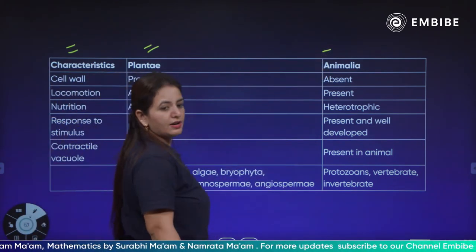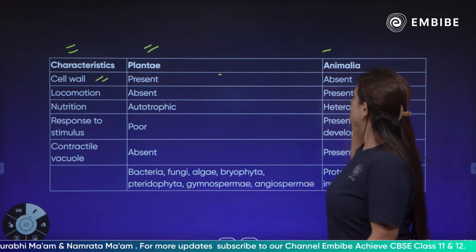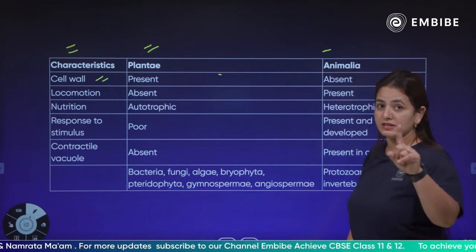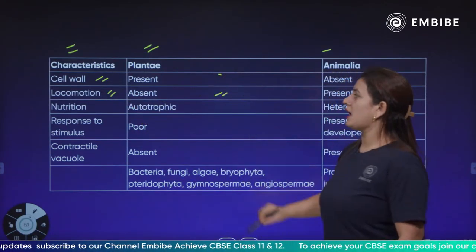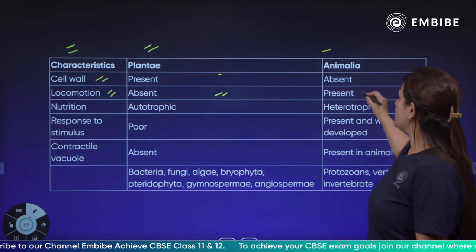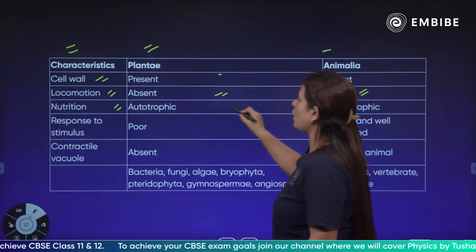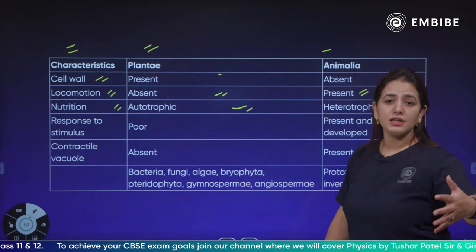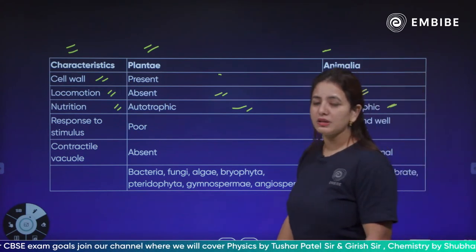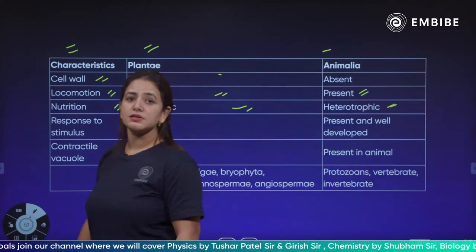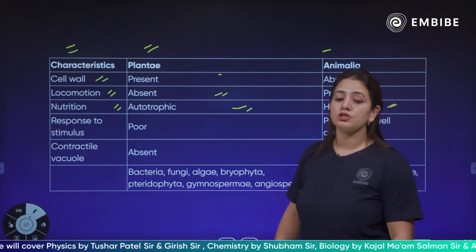Okay, so children, talking about the cell wall, it is present in plants and absent in animals. Then comes locomotion, which is absent in plants and present in animals. The other is nutrition, which is autotrophic: plants make their own food. And the other is heterotrophic nutrition, because animals are totally dependent on other organisms for their food. Okay. Next, the response to the stimulus.